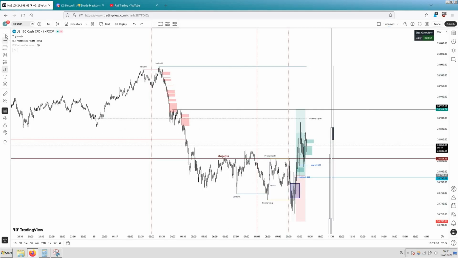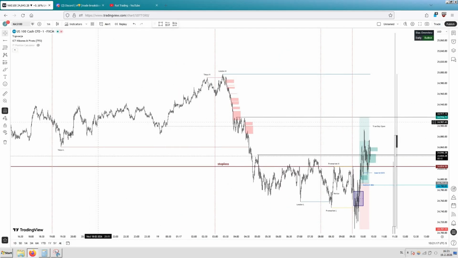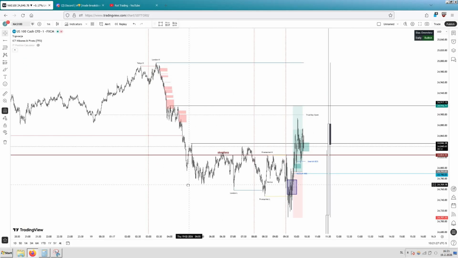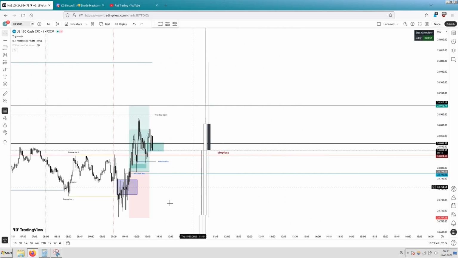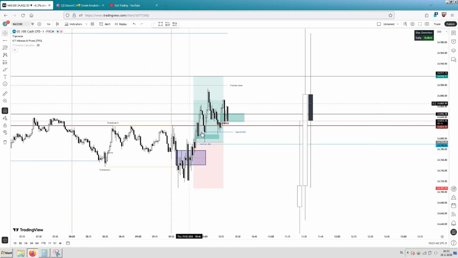But at the same time, take a look at this. We accumulated, we manipulated. You see here, this is all accumulation, manipulation upwards, and then distribution lower. This is the power of 3. Then what do we have? Accumulation, and then at New York market open, manipulation. So according to the power of 3, we should have distribution higher. And this is exactly what more or less happened.